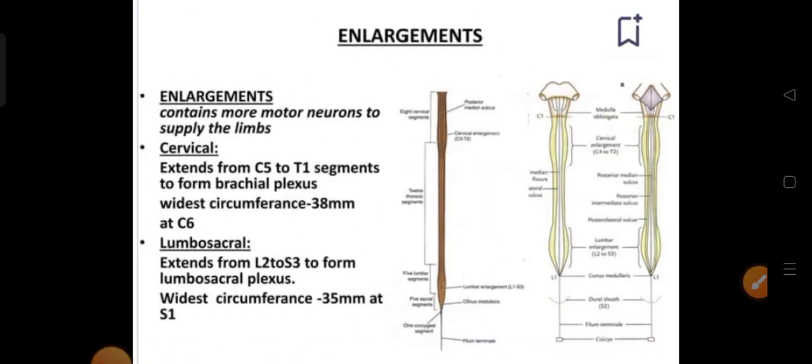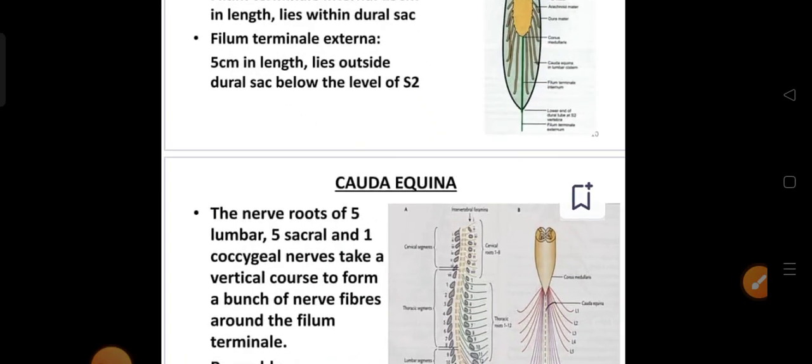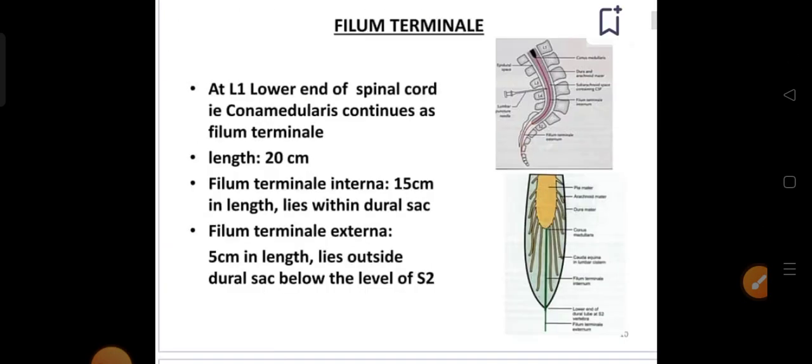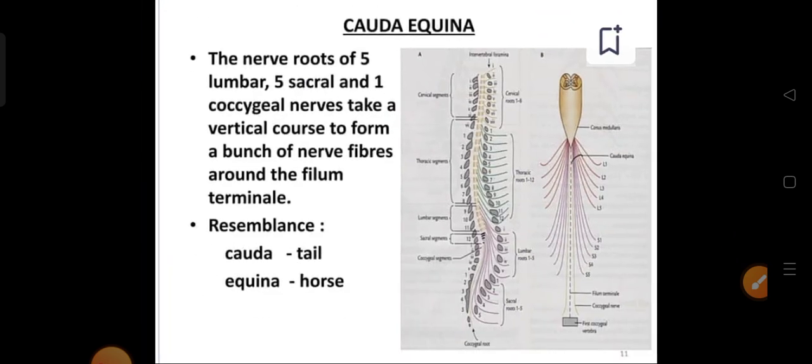Enlargements: cervical, lumbar. Cauda equina. Filum terminale. L1 is the lower end of the spinal cord. The nerve roots of 5 lumbar, 5 sacral and coccygeal nerves take a vertical course to form a bunch of nerve fibers around the filum terminale. It resembles a horse's tail: cauda means tail, equina means horse.